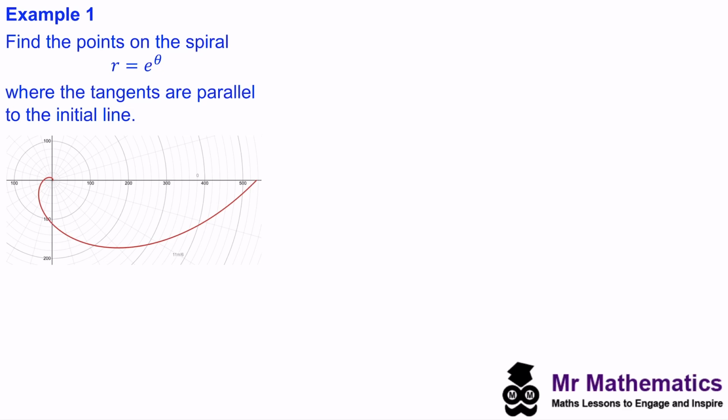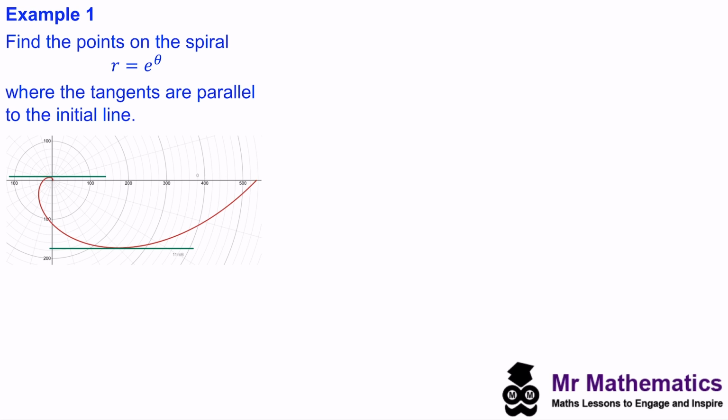In this video, we're going to look at finding the points on a polar curve where the tangent to the curve is either parallel or perpendicular to the initial line. If we look at example 1, we have the spiral r equals e to the power of theta, and you can see there are 2 points, here and here, where the tangents are parallel to the initial line. And we're going to find the coordinates of each of these points.